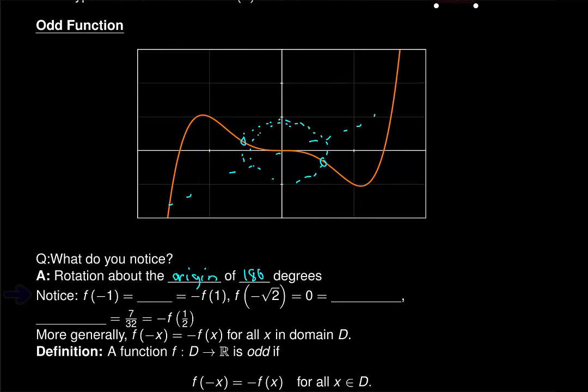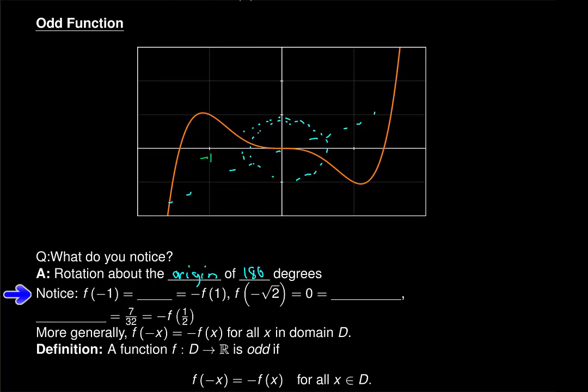So let's take some specific points. So f of minus 1. So if we take f of minus 1, well, this is minus 1 here. So f of minus 1 has the value of 1. And if we then look at f of 1, so this is 1, that has the value of minus 1. So f of minus 1 is 1, and f of 1 is minus 1, so 1 is equal to minus f of 1. So we have f of minus 1 is equal to minus f of 1.